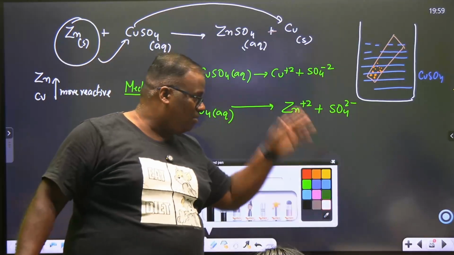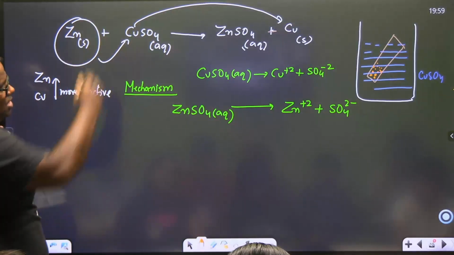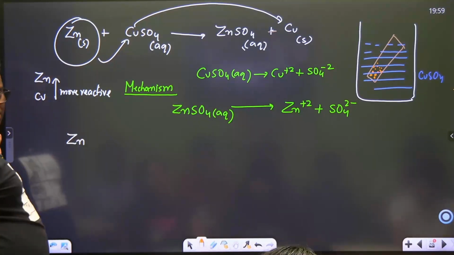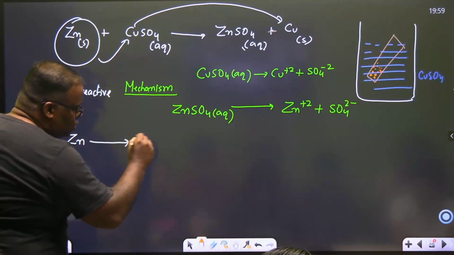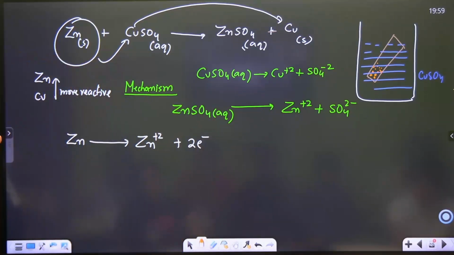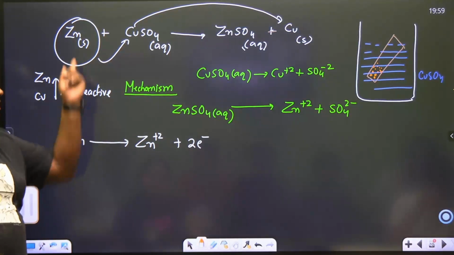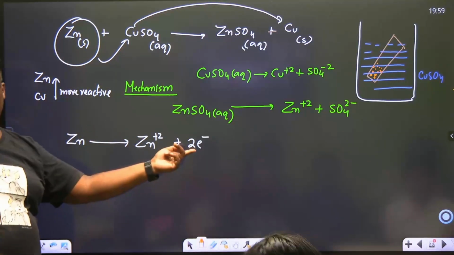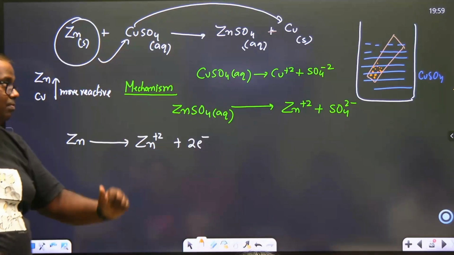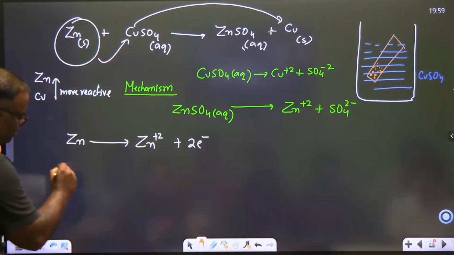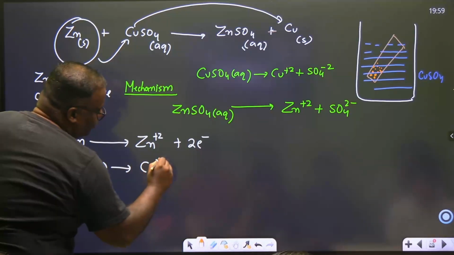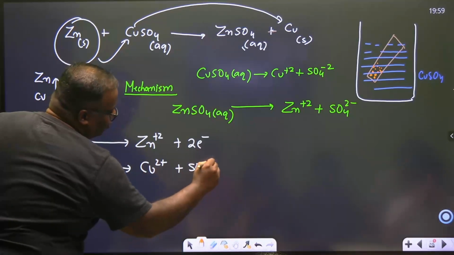If you understand this, then it will feel easy, otherwise you will be just memorizing it like a parrot. Okay. Zinc loses 2 electrons to form zinc ions. Understand, first understand, then you write. Zinc will lose 2 electrons and form Zn2+ ions. Understood? Copper sulfate aqueous will dissociate to form Cu2+ and SO4 2-.